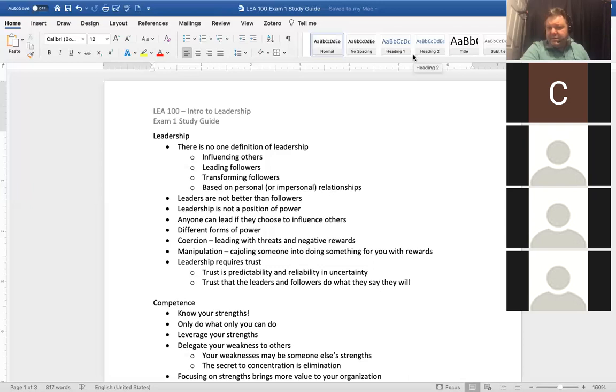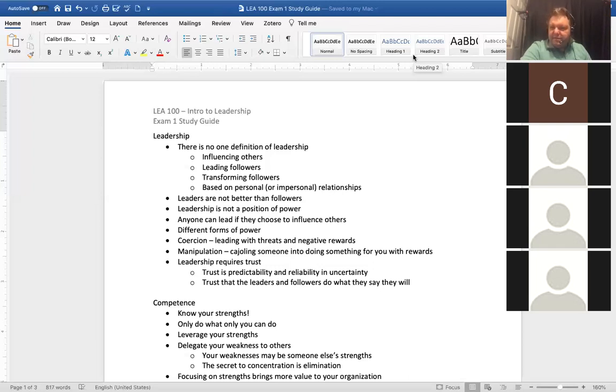So it's more than just influence. Leaders are not better than followers. Leadership is not a position of power or position of authority. We talked about legitimate power, somebody who has the title to lead, like president, CEO, vice president, and then those that are more expert or referent, where people just like them. They're just influencers. They're good people that you like to be around and that have some degree of authority. You listen to what they have to say because they're wise or because they have the experience. They've been in positions that you are now in, and they have something important to say. So anyone can choose to lead if they influence others.